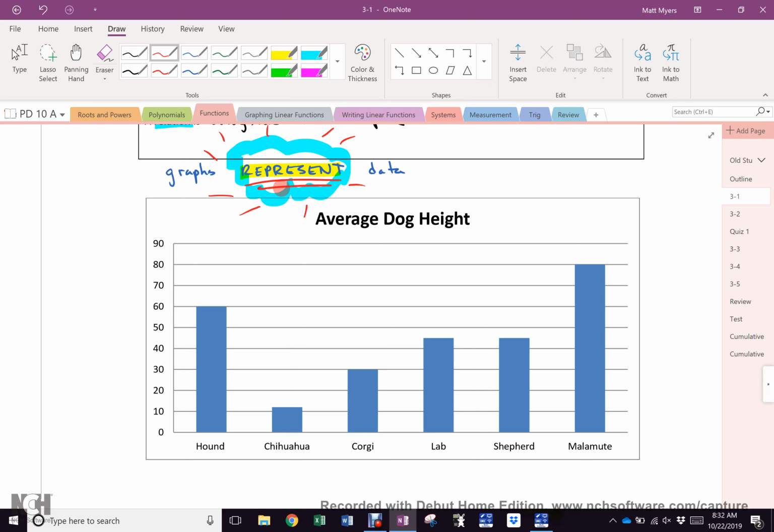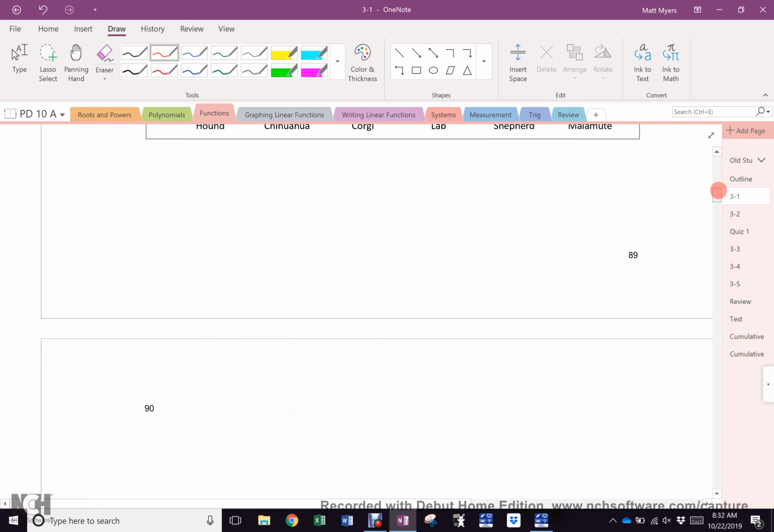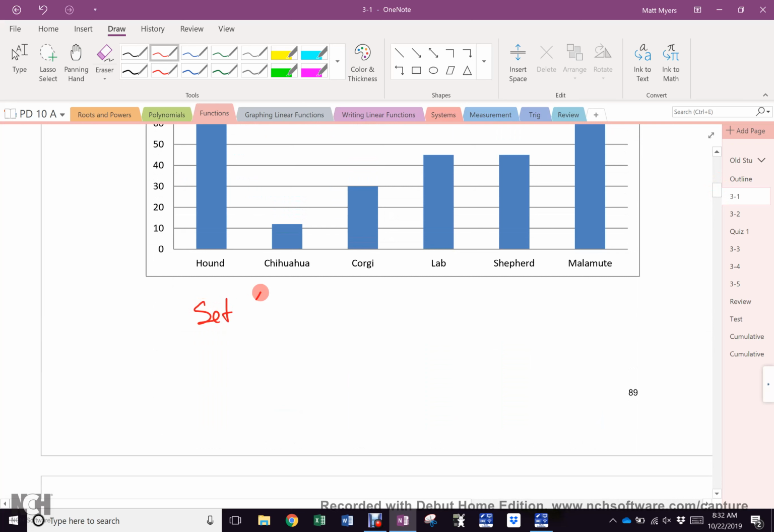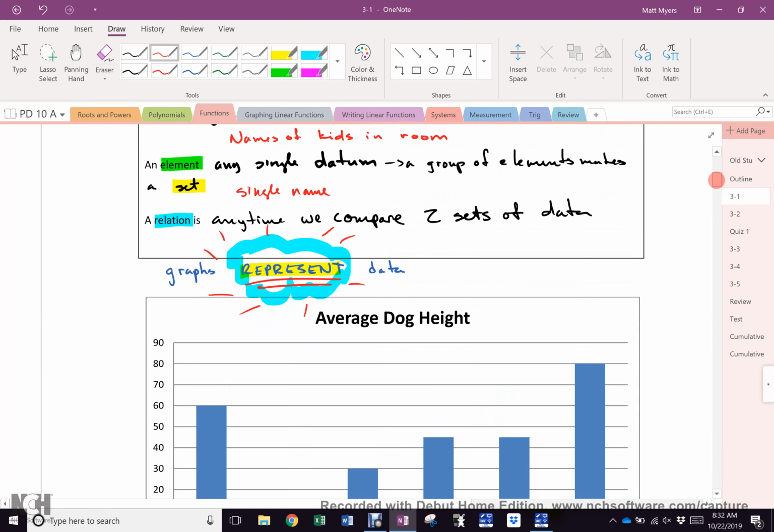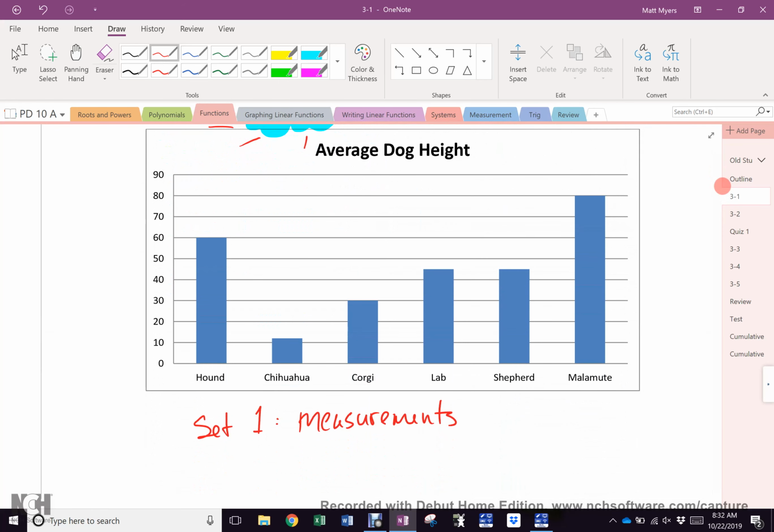All right. So what are my two sets of data on this graph? Connor, just give me one of them. Measurement. So, set one is measurements. Now, Connor said those measurements are on the left. And that's not a mistake, but it's not 100% right. Because this is not the data, is it?